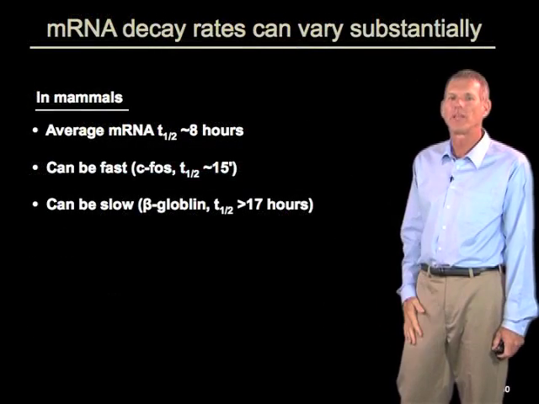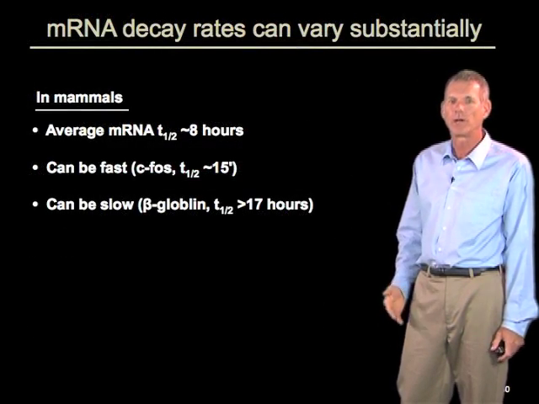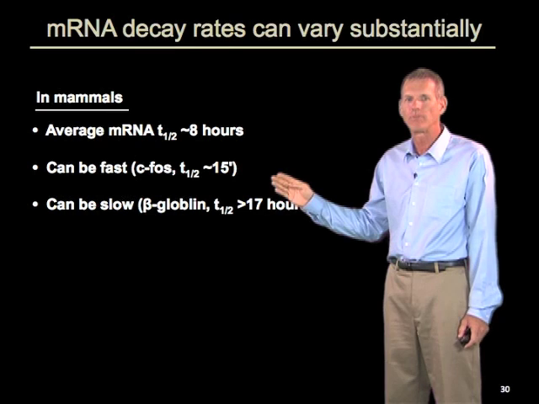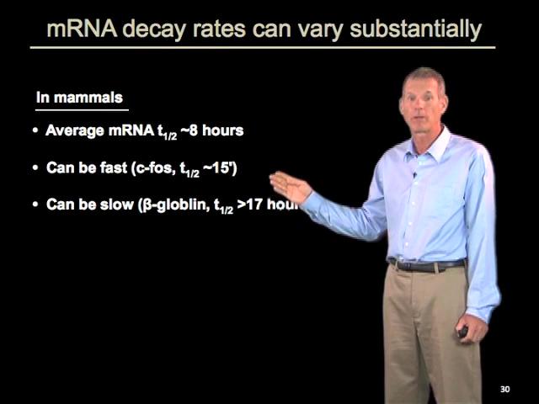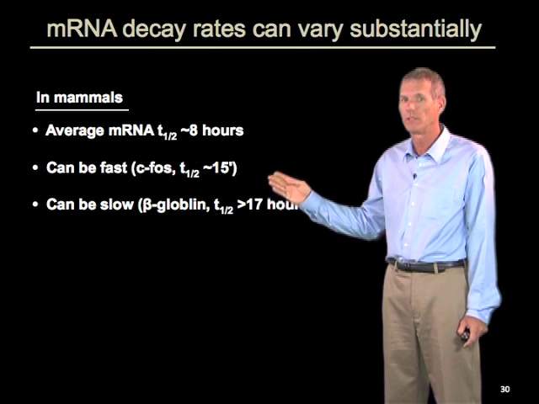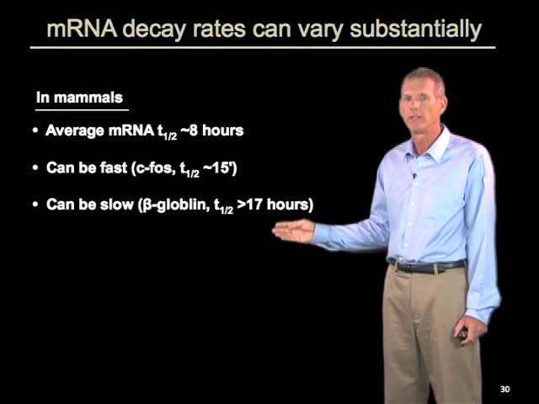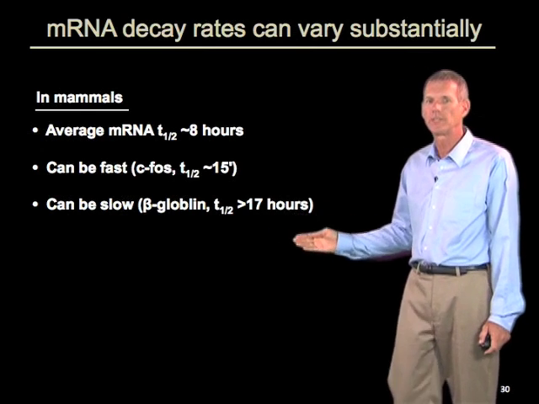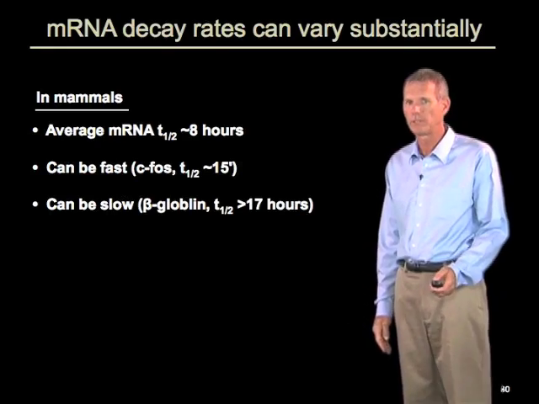In mammalian cells, the average rate of decay of mRNAs is about 8 hours, but again, those can vary tremendously. For example, the C-Fos mRNA has a half-life of about 15 minutes and degrades very quickly, whereas the beta-globin mRNA has a half-life of about 17 hours. So there's tremendous differences in these decay rates between individual messages.